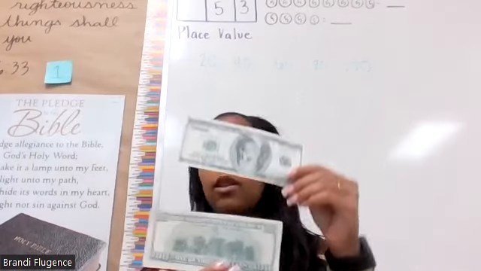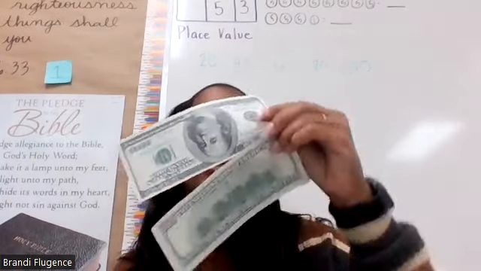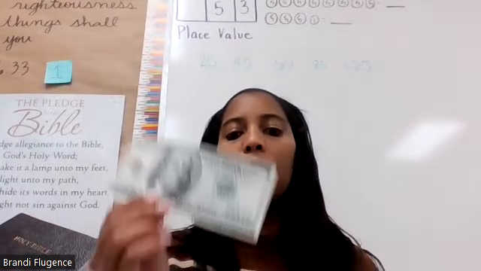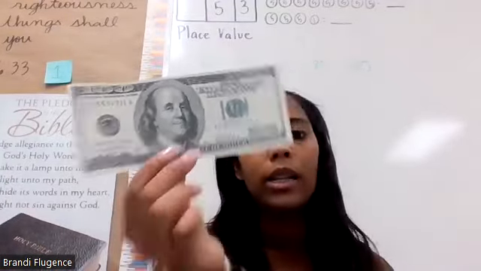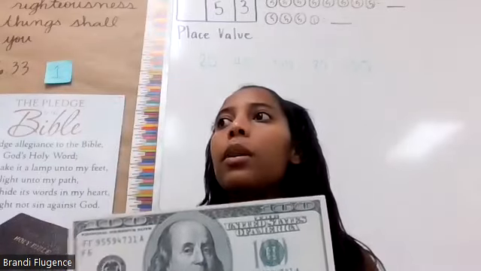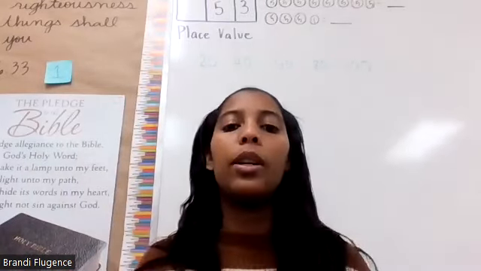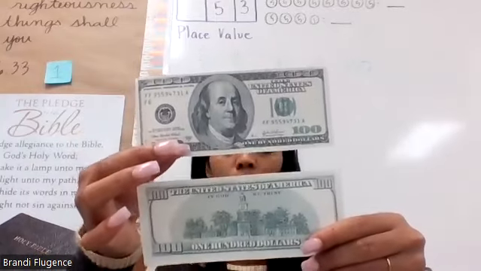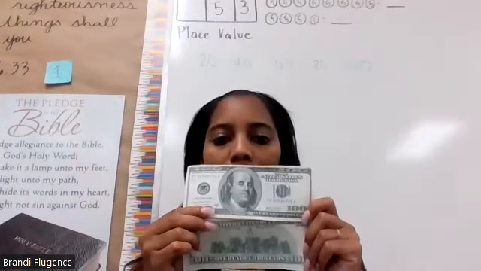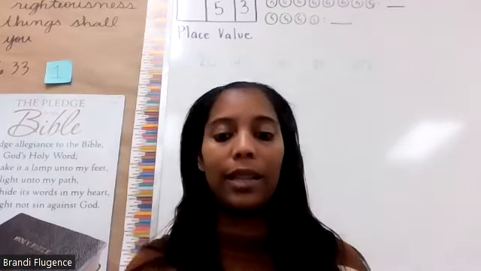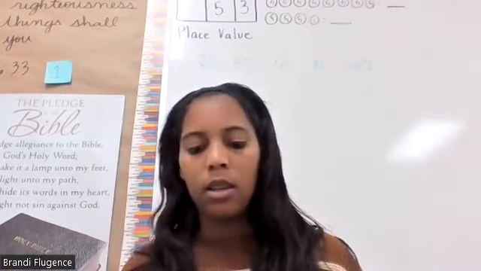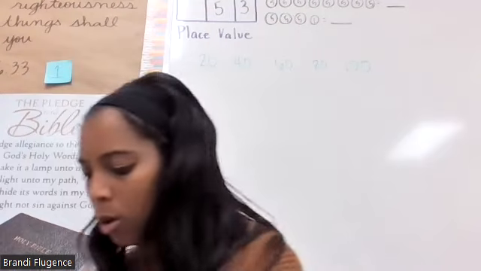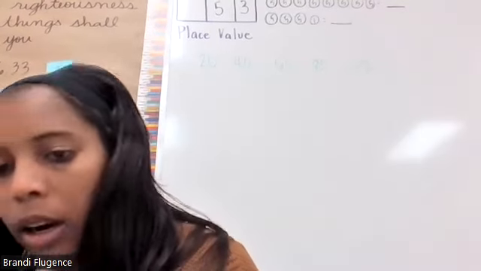Okay, and then of course we have the largest bill, which is the $100 bill. When we have hundreds, we count by 100. If you remember, Benjamin Franklin is on the $100 bill. So we know how to count by hundreds. We did learn that. So how much would this be? $101. Not cents. This is dollars. Okay, awesome.